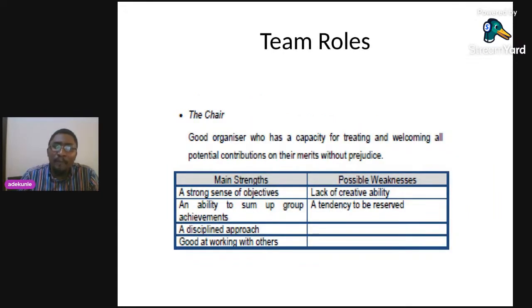Then you have also, within a team, the chair. These characters are good organizers who have the capacity of treating and welcoming all potential contributions on their merit without prejudice. The strength of this individual is that they have a strong sense of objective. They have the ability to sum up group achievements. They are disciplined. They are good at working with other people. That's the chair. But of course, they lack creative ability, and they have a tendency to be reserved because they want to do good by all men.